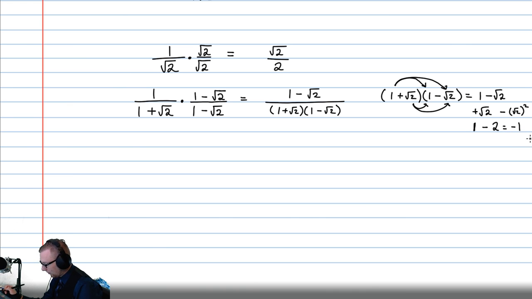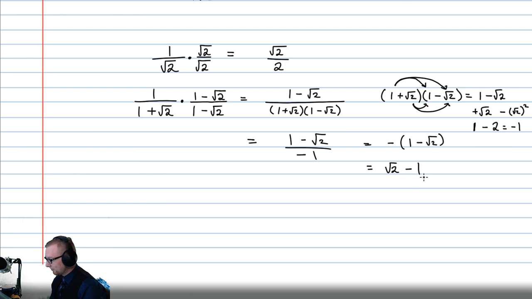Good. Okay. So then this will reduce to 1 minus root 2 over negative 1. And then, of course, you don't need to have a 1 on the bottom, and you'll just bring the negative sign up. It will be negative 1 minus root 2. Okay. And you'll just distribute the negative, so root 2 minus 1. Okay?